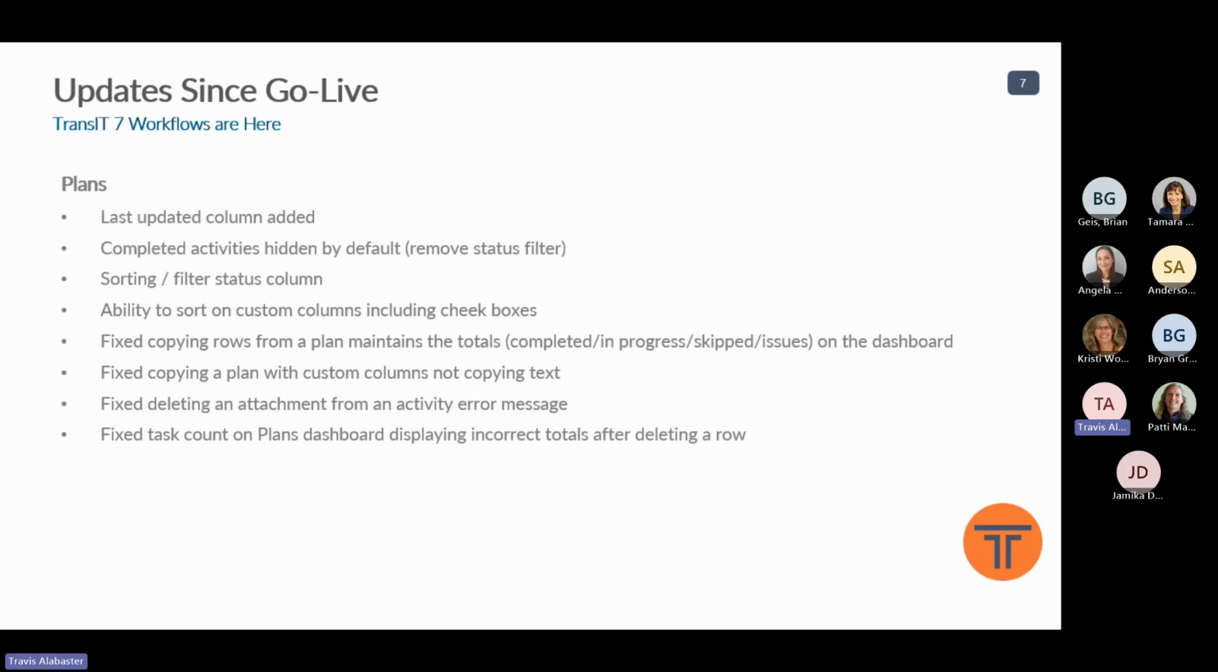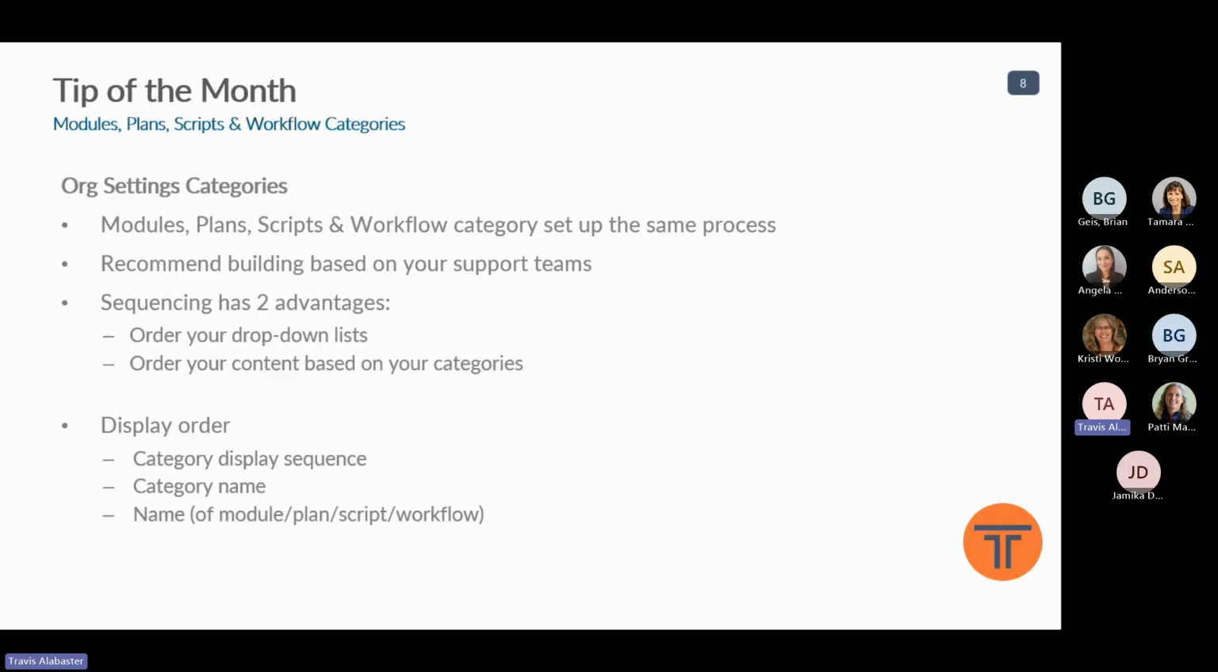Now it does. There was an issue with deleting an attachment from an activity. You're getting an error message that is now fixed. And in terms of the task count on the plan's dashboard, it's now displaying the totals correctly even after you delete a row inside your plan. So lots and lots of little minor bug fixes and feature updates there. Once we get into TransIT, I'll be able to show you a lot of that stuff.